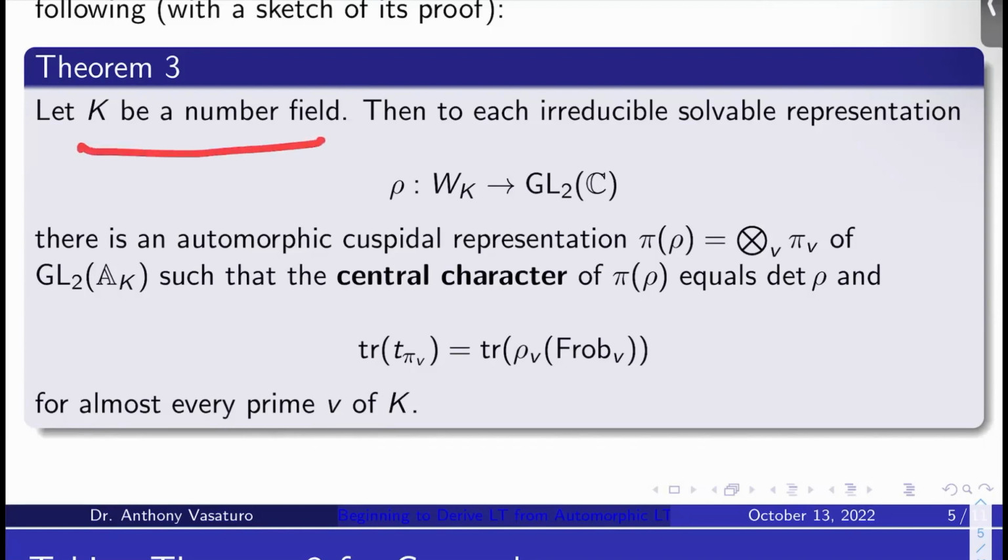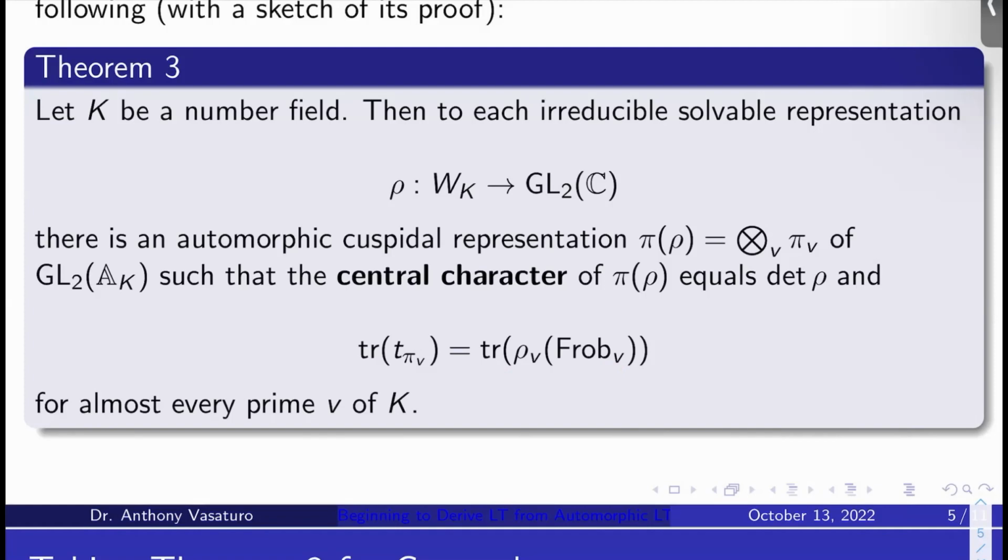Let K be a number field. To each irreducible solvable representation rho from the Weil group W sub K to GL2 of C, there's an automorphic cuspidal representation pi of rho, which is the tensor product over v of pi sub v, of GL2 of the adeles of K, such that the central character of pi of rho is just the determinant of rho. Again, I owe you a definition of central character as well. And the trace of the local Langlands class at v, T sub pi sub v, is the trace of rho sub v of Frobenius sub v for almost every prime v of K.